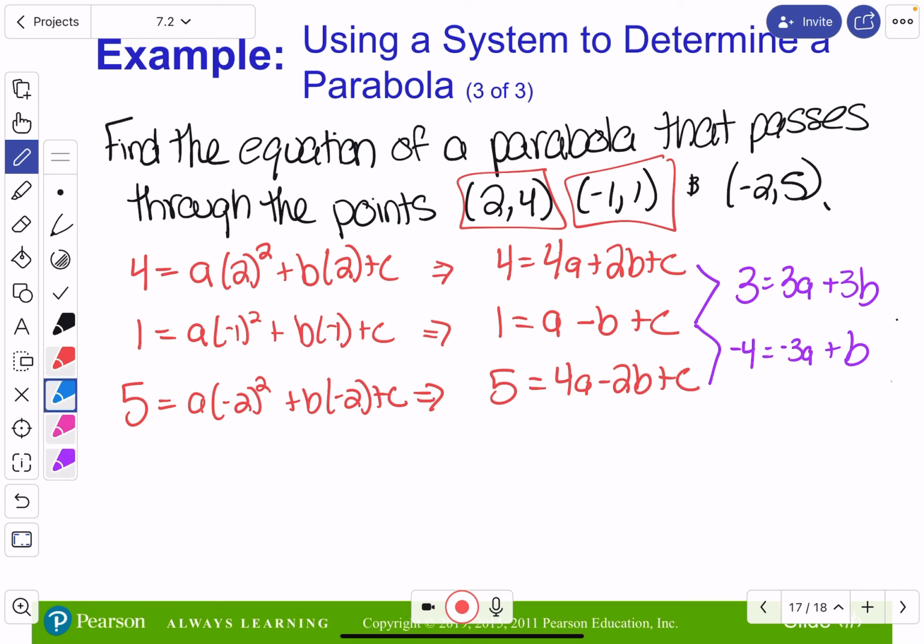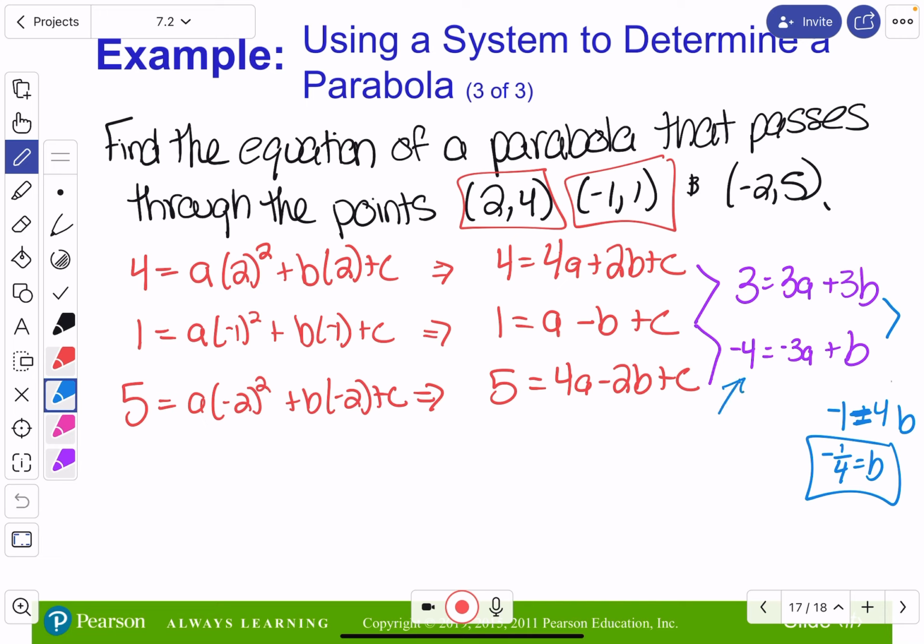If we can get rid of the a's. So 3 plus -4 is -1. The a's cancel, and 3 plus 1 is 4. So 1 equals 4b. Divide both sides by 4. 1/4 equals b. So now we have our b. So let's plug that in.